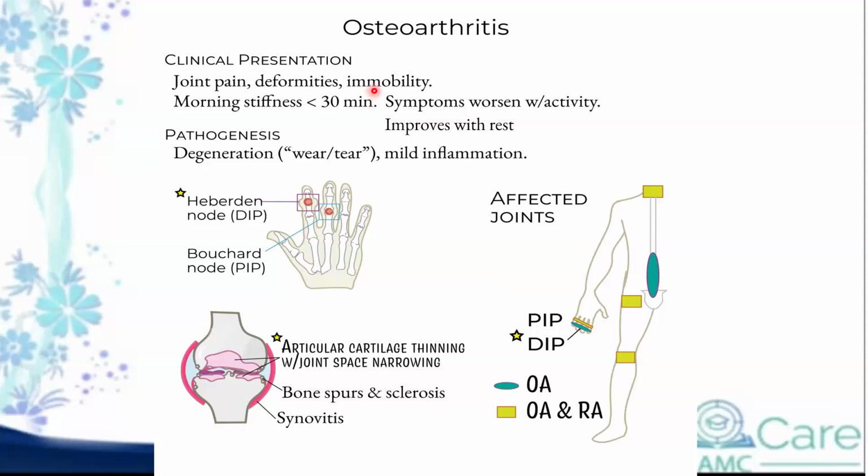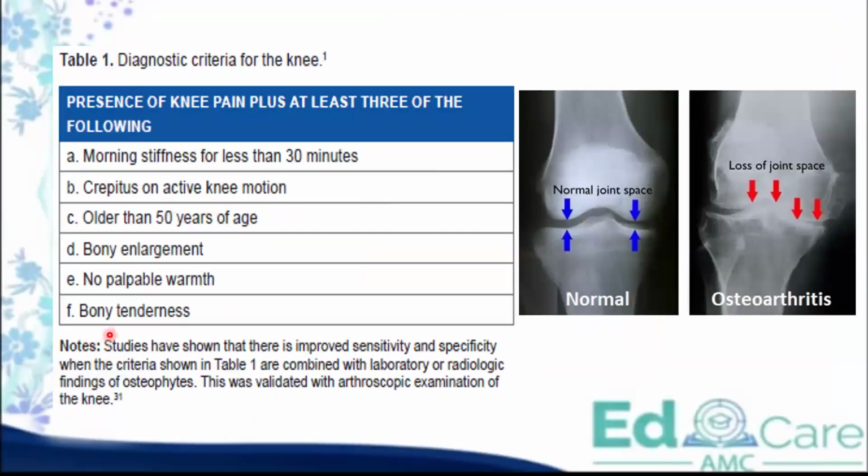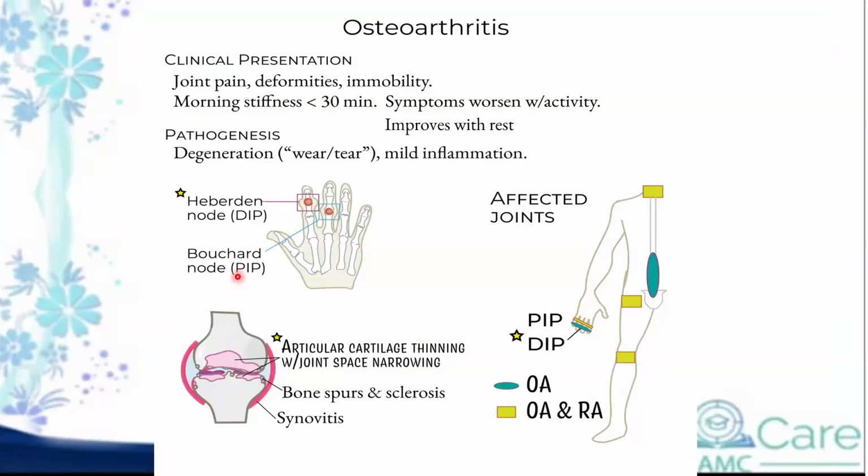Mainly osteoarthritis, again, joint pain, deformities, immobility, stiffness less than 30 minutes, right? Symptoms worsen with activity, improve with rest. Then the pathogenesis is progressive degeneration of this joint and the cartilage around, right? So there'll be some inflammation as a result. That is why you get the tenderness, right? But obviously, it's not an infection, so there's no warmth like in septic arthritis, right?